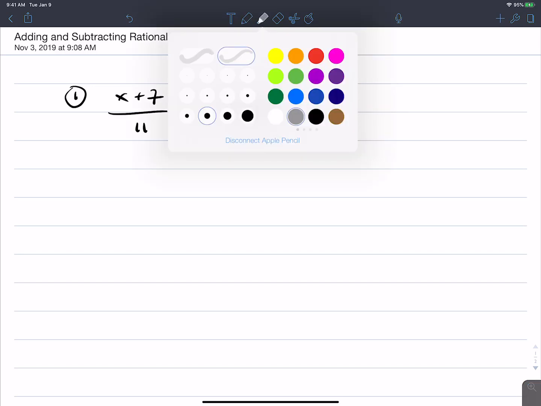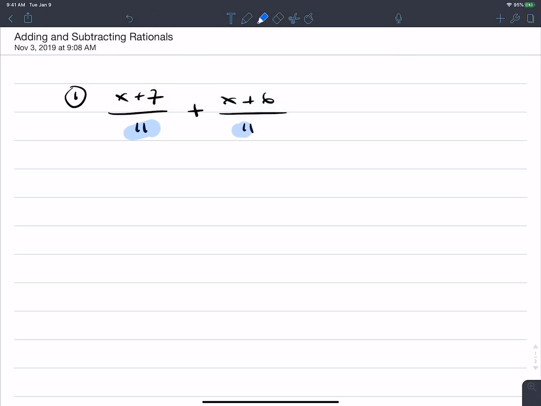Okay, we're going to look at question 1 here. We have (x + 7)/11 + (x + 6)/11. Now, notice these fractions are like, meaning we have the same denominator, 11 and 11, so they're like fractions.